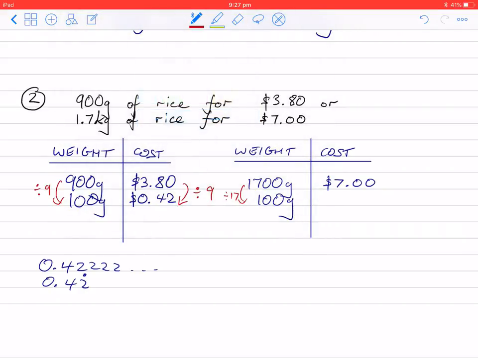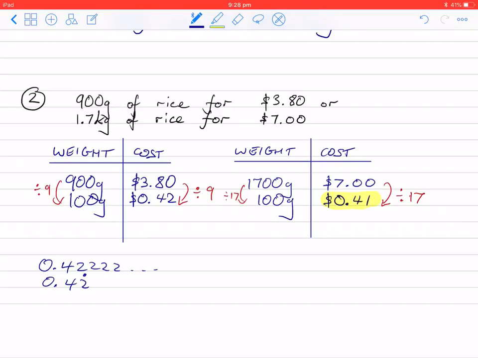Now I've got to do the same on the right here. We're going to divide that by 17. So 7 divided by 17. Again, it's not a very nice number. You should get 0.41176, and so on. But we're just going to write it as $0.41. I'm rounding it. So you can see these two costs are so close, 42 cents and 41 cents. So it was the second one that was cheaper.